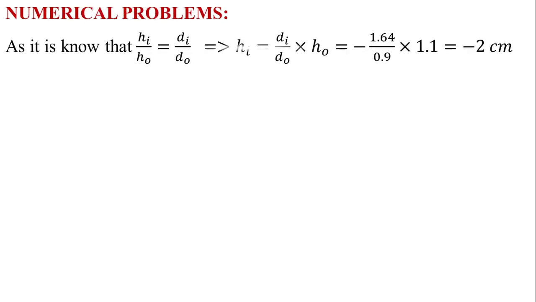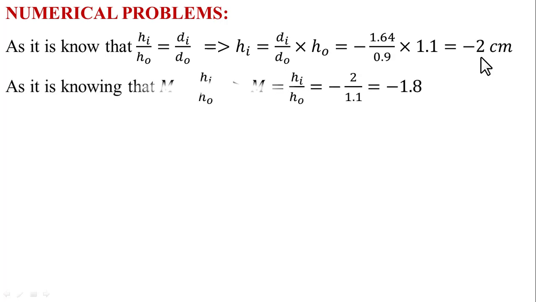Now we calculate the height of image. In the second part, part B, as we know, hi over h naught is equal to di over d naught. Using this formula, hi is equal to di over d naught multiplied by h naught, which is equal to minus 1.64 divided by 0.9 multiplied by 1.1. Now solving this, hi is equal to minus 2 centimeter.